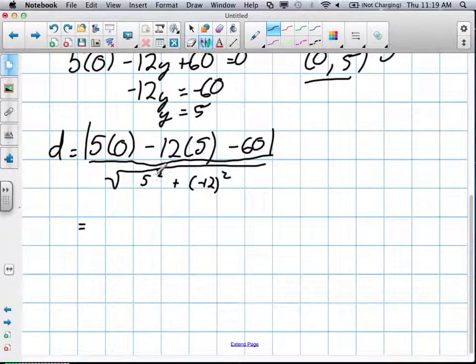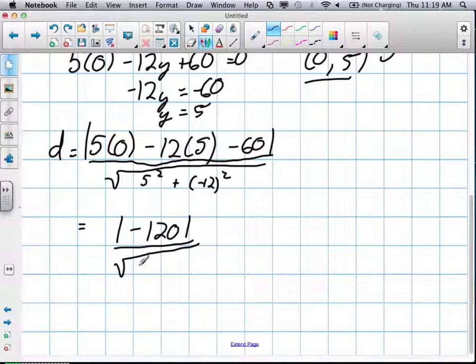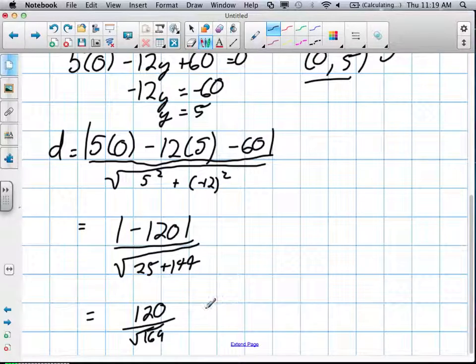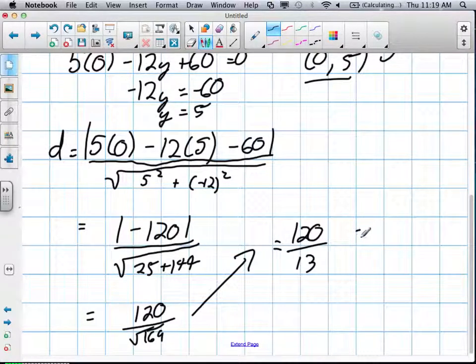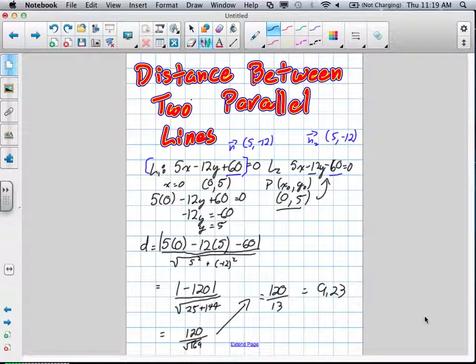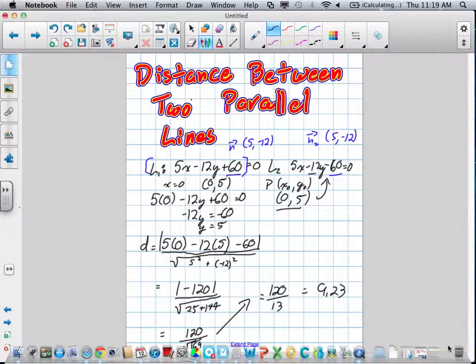That's going to be 0 minus 60 minus 60, absolute value of 120, or negative 120, over the root of 25 plus 144, 169, I think, which will be 13. Root of 169, and the absolute value of this is just 120. 120 divided by 13 is equal to 9.23. Okay? That is the distance between two parallel lines.